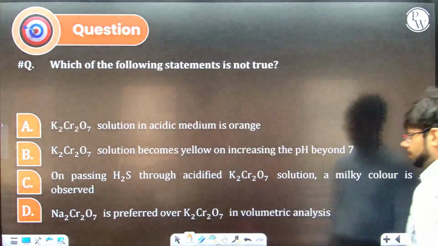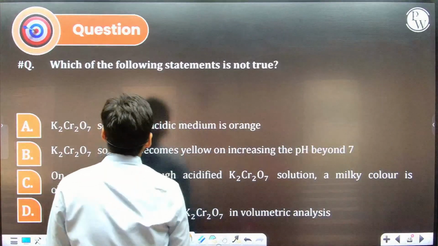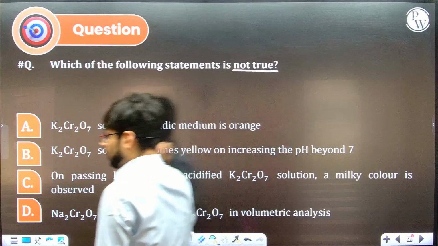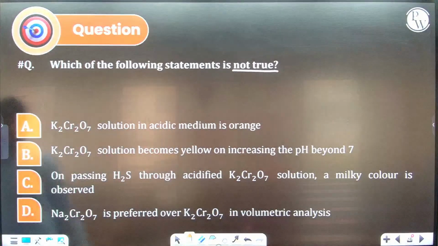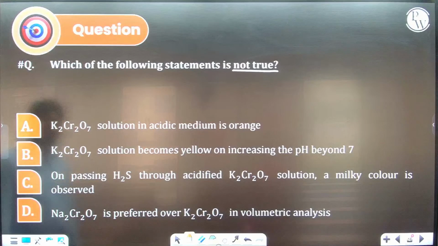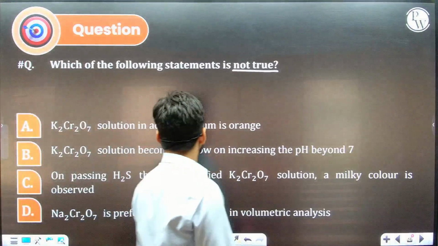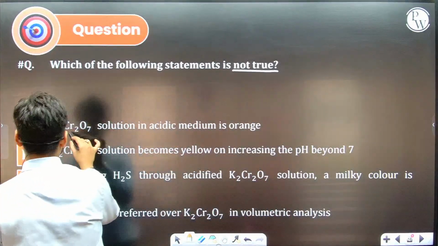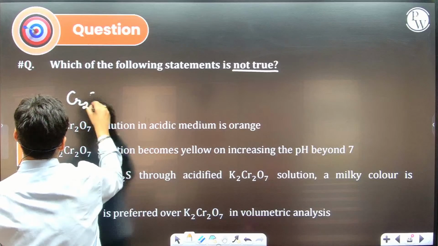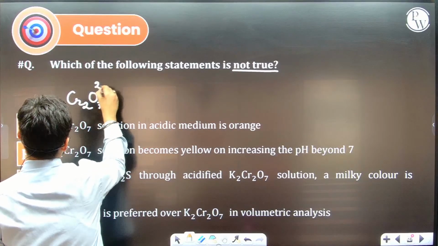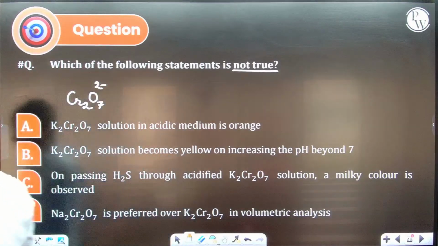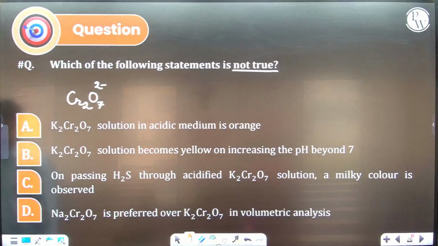Next question. Which of the following statements is not true? K2Cr2O7 solution in acidic medium is orange. Okay. Now see, K2Cr2O7 has this. This is called dichromate ion.